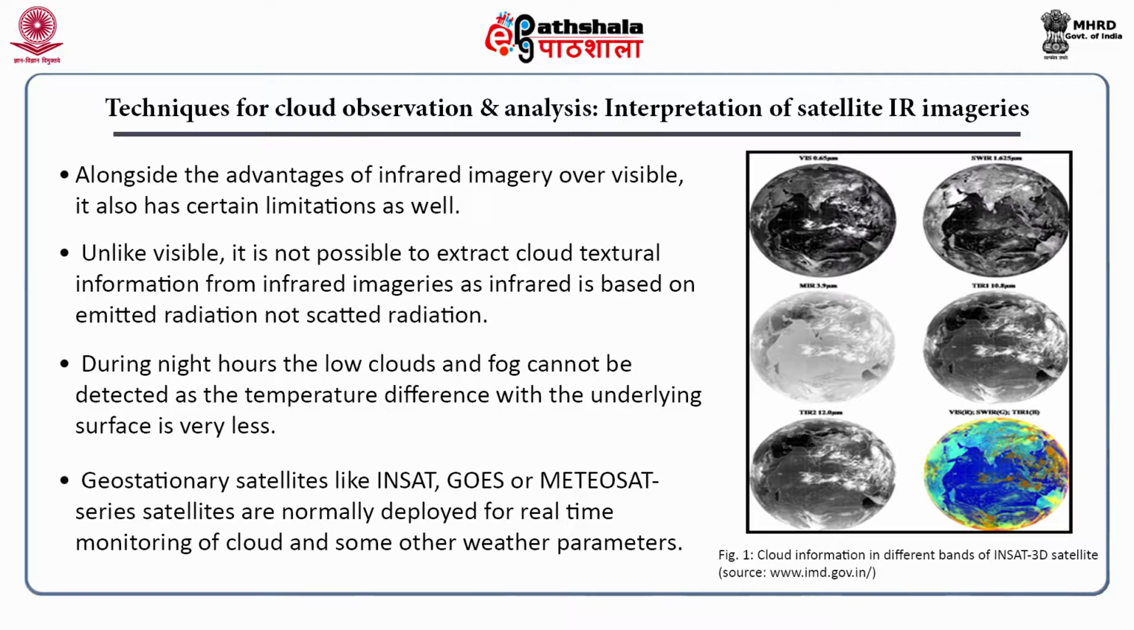Geostationary satellites like INSAT, GOES or Meteosat series satellites are normally deployed for real-time monitoring of cloud and some other weather parameters. So these are the images in different bands of the INSAT 3D satellite: in visible, middle infrared, in 2 channels of thermal infrared and sweep channels, how clouds are seen is shown here, and then the false color imagery using all these bands.